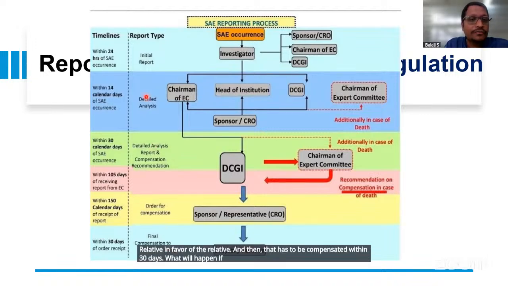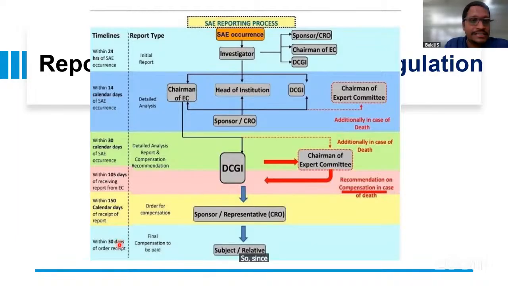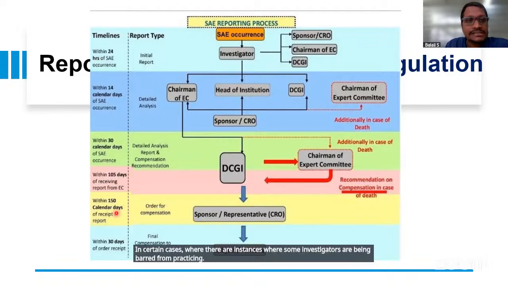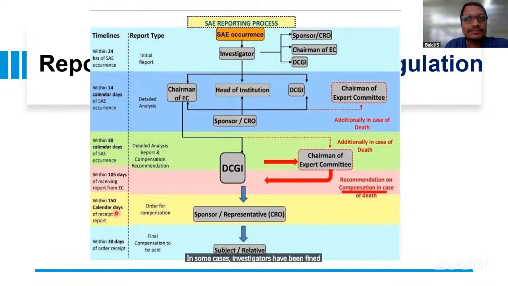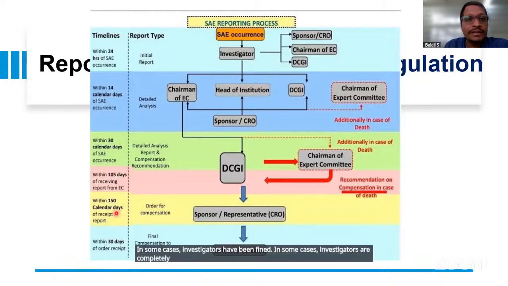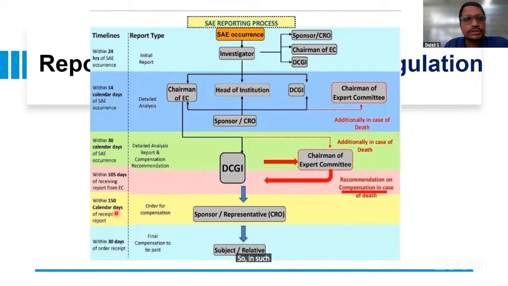What will happen if we miss any of these timelines? Since it is a very, very serious case, that is death, there might be a huge penalty, and the individual involved, whoever is involved, might be at stake with respect to their profession. In certain cases, investigators have been barred from practicing. In some cases, investigators have been fined. In some cases, investigators are completely barred from the conduct of clinical trials in their lifetime. And there are situations where a hospital has been put on the blacklist, which means that no clinical trials would go to that particular hospital. So a huge penalty would be there, which would impact a lot in the further days.